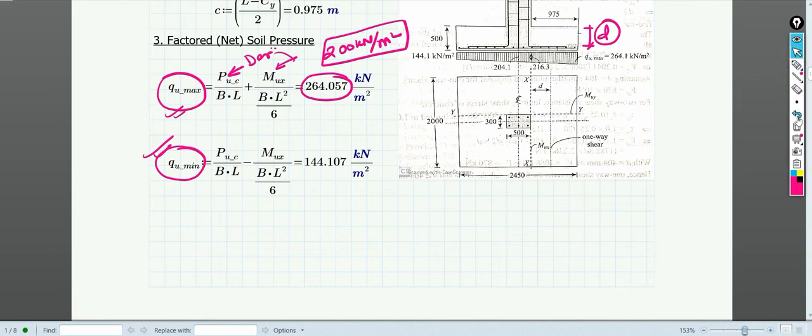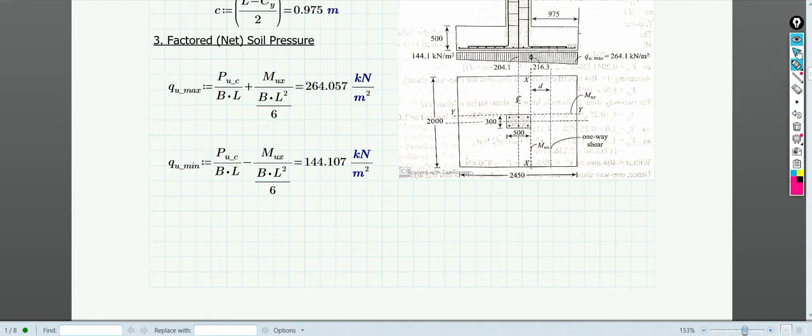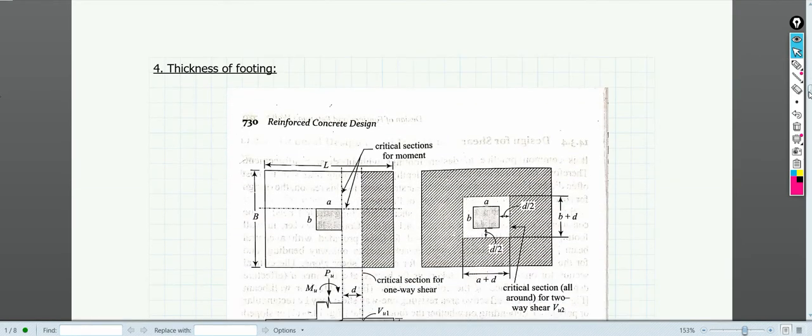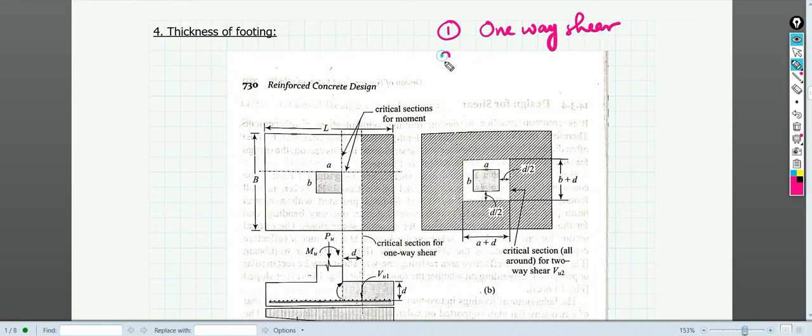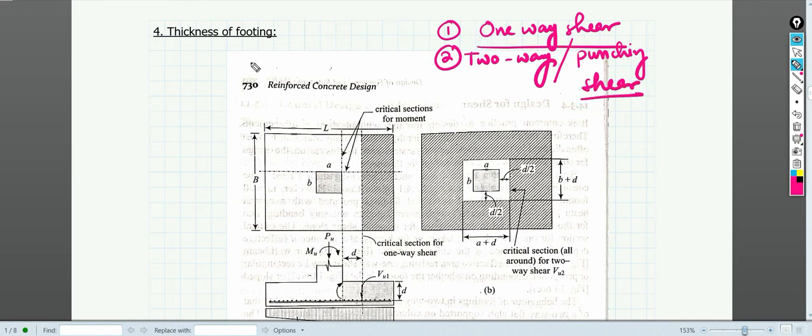So now let's go to today's topic, determination of thickness of the footing. Before going in depth into finding the depth of the footing, you should understand two things. One is one-way shear, and second is two-way shear or punching shear.